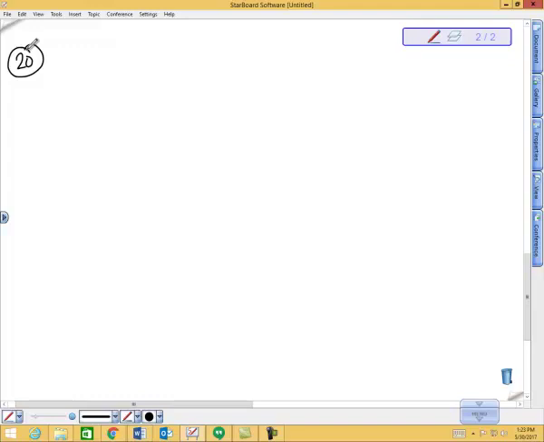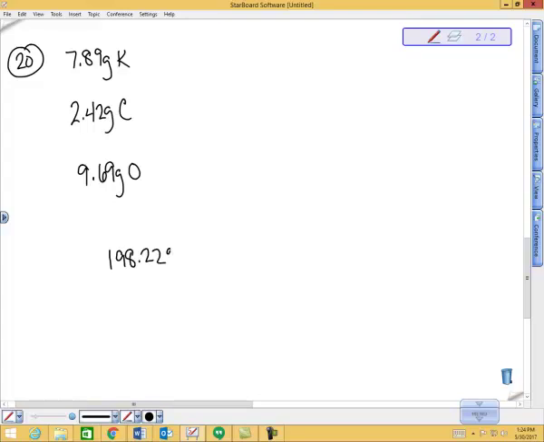A sample of compound contains 7.89 grams of potassium, 2.42 grams of carbon, and 9.69 grams of oxygen. Determine the empirical formula, and the molecular formula, which has a molar mass of 198.22 grams per mole. Okay, so we'll have to look at that at the end of the problem.